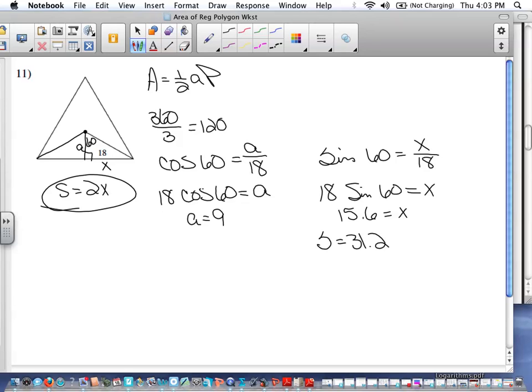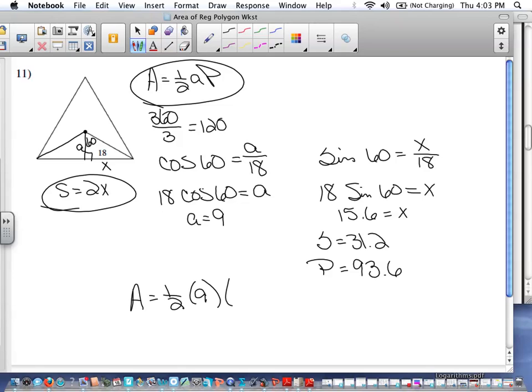There are 3 sides, so we have to take the length of the side, multiply that by 3 to get the perimeter of 93.6. And now we'll just use the formula. So the area is equal to 1/2 the apothem, 9, times the perimeter, 93.6. That should give us a value of approximately 421.2 units squared.